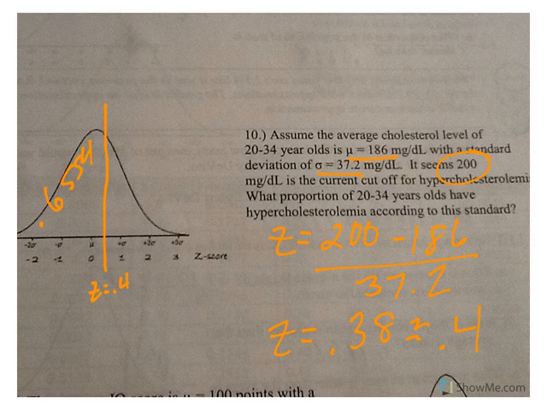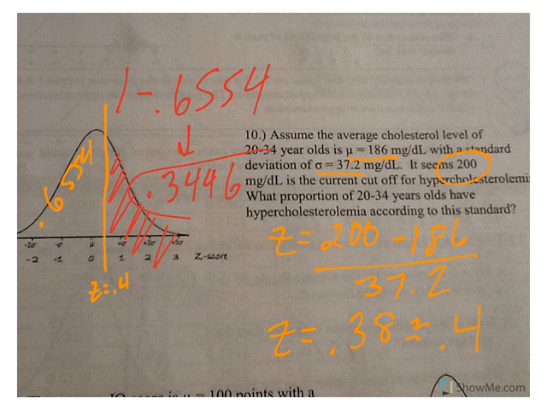Now, the question is, we want to know the proportion of 20 to 34-year-olds who have hypercholesterolemia. Well, this is the cutoff. If you have less than that, you do not have it. So once again, we are looking for the area to the right, because the area to the right is where the person has whatever it is. So 1 minus 0.6554 gives us our answer of 0.3446. So roughly 34% of 20 to 34-year-olds have hypercholesterolemia.